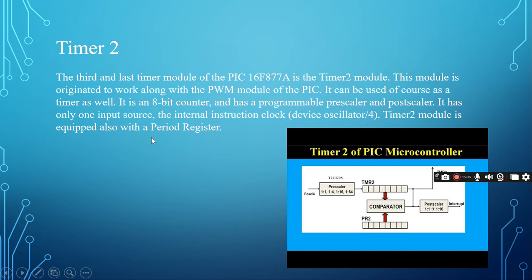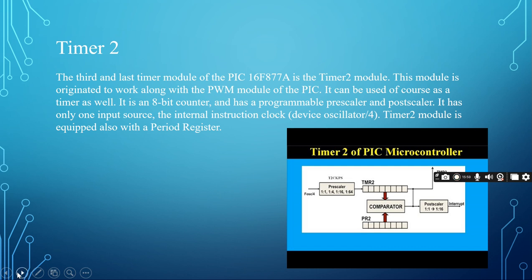Timer 2 module is equipped also with a period register. Here we can see the block diagram of timer 2 of general PIC microcontroller. You can see the prescaler block diagram, timer 2, that is an 8-bit register, and this is the postscaler, and this is the comparator. So this is the block diagram of timer 2 of PIC microcontroller.